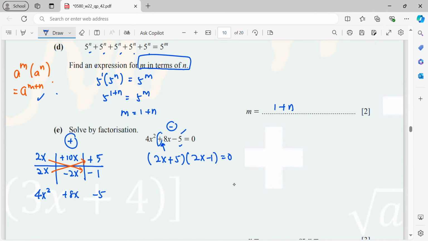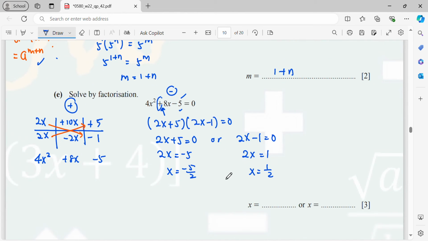And now, product of two terms equals to 0 means one of them will be 0. Either 2x plus 5 equals to 0 or 2x minus 1 equals to 0. Which means now 2x equals to minus 5, then your x is minus 5 over 2. Or 2x equals to 1, then your x is going to be half. So here we get two values: minus 5 over 2 or half.